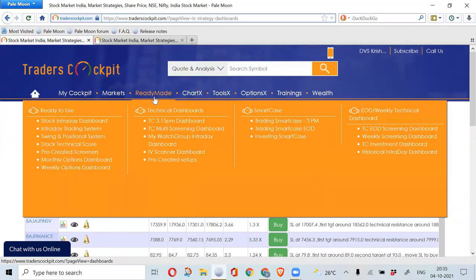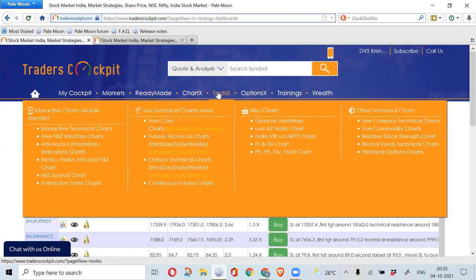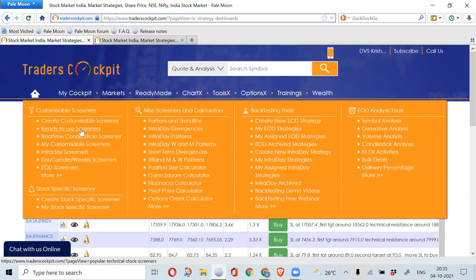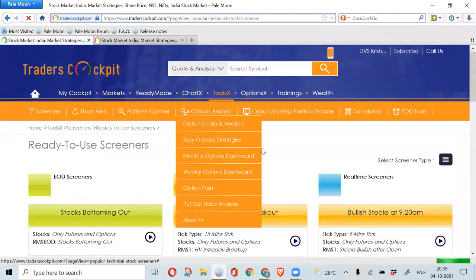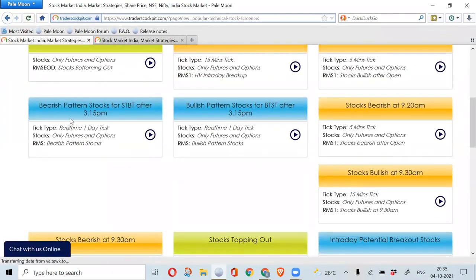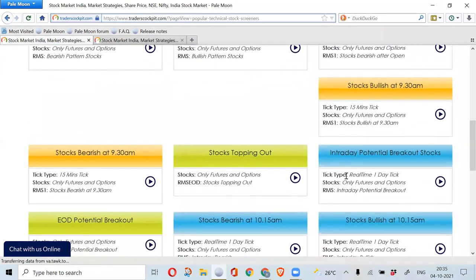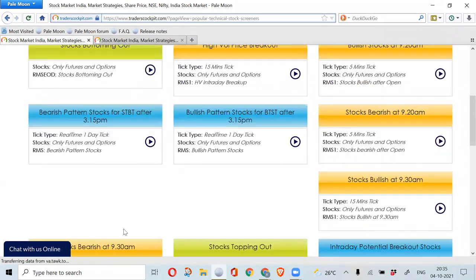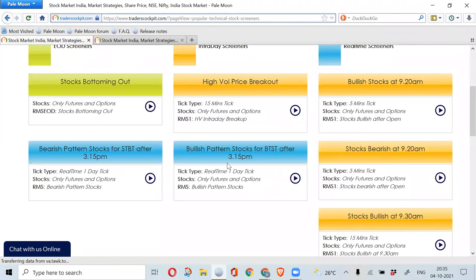And also, if you want to see the ready-made screeners for positional trades, you can go to ToolsX. The same ready-to-use screeners will have the positional screeners as well. So you can go to bearish patterns for STBT or bullish patterns for BTST, or intraday potential breakouts or end of the day potential breakouts.